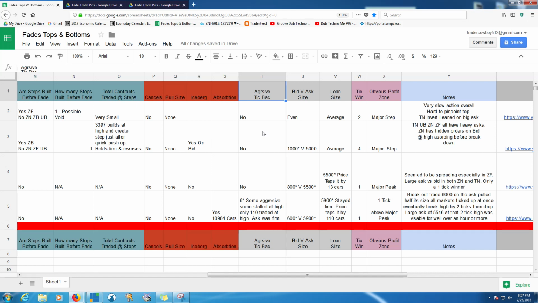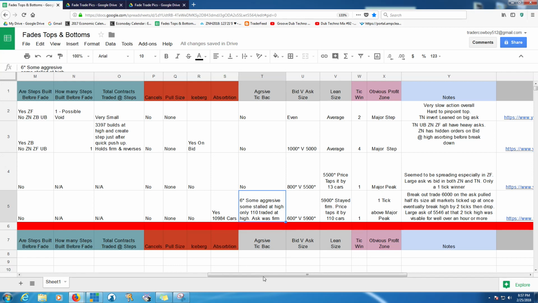No on fade 1 through 3, but on fade 4, 6 star. Anything with a star is a rough number. Roughly that amount of contracts or ticking happen. And it says some aggressive, some stalled at high, only 110 traded at high, ask was firm.